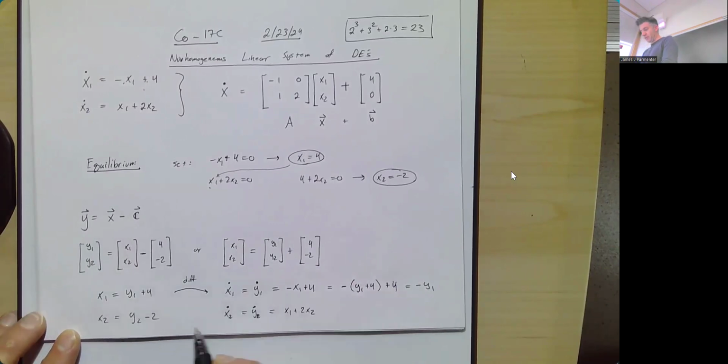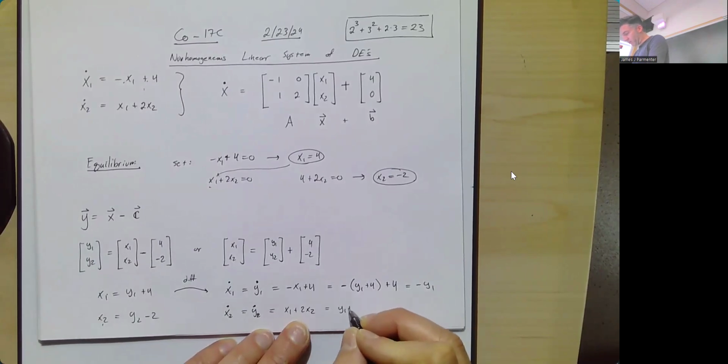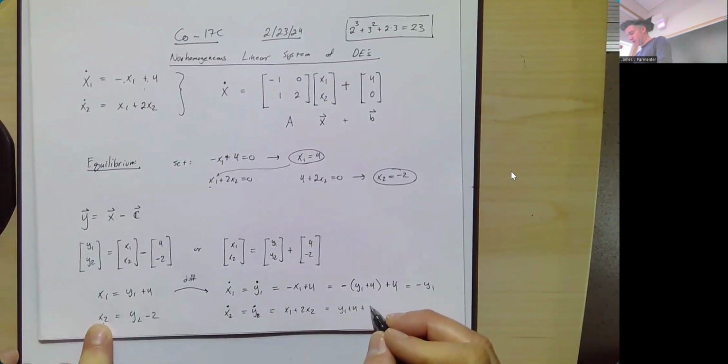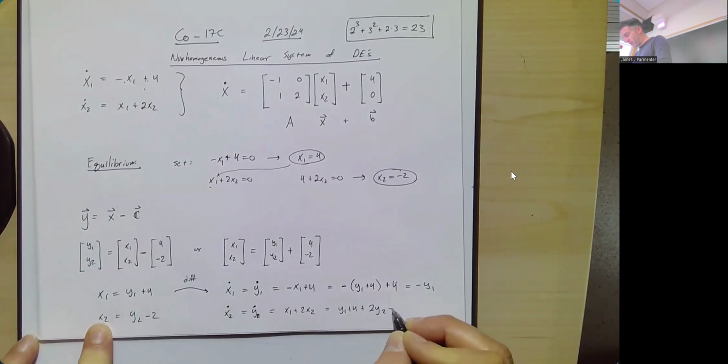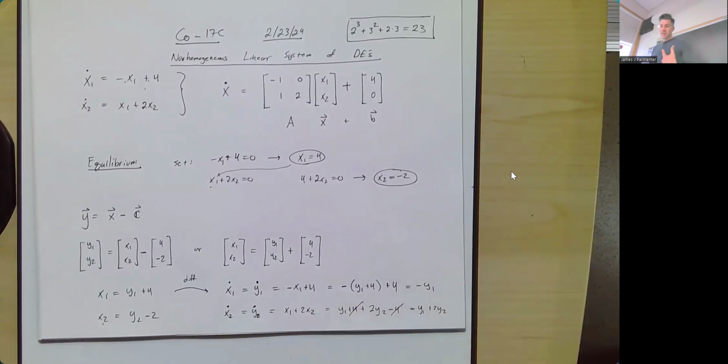And then we're gonna replace each of the x1 and x2's with what they're equal to in terms of y. So we're gonna get x1, which is y1 plus 4, plus 2 times x2. Let's just multiply that and get 2 times y2 minus 4. Again, things cancel, and we just get y1 plus 2y2. So all this to say, we essentially get the same system of differential equations.